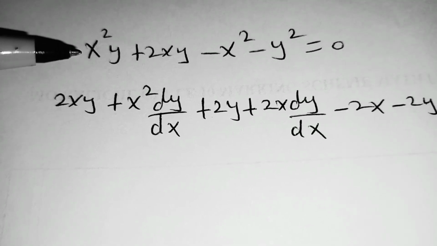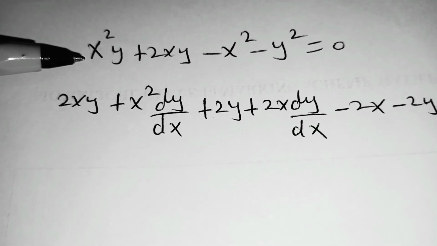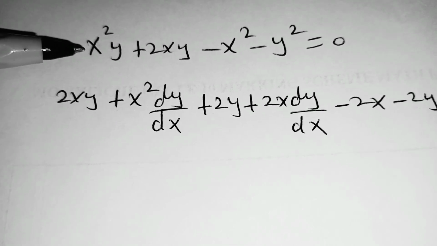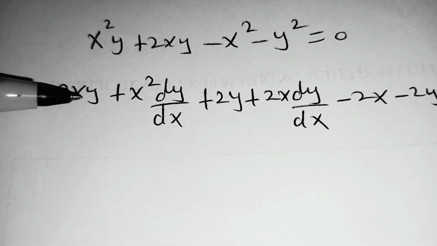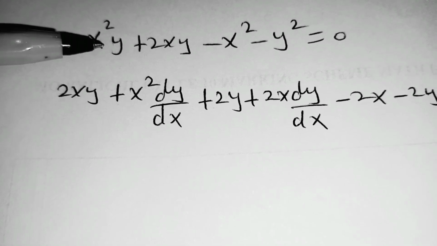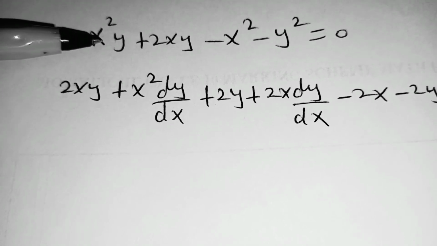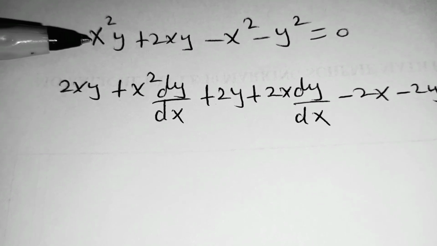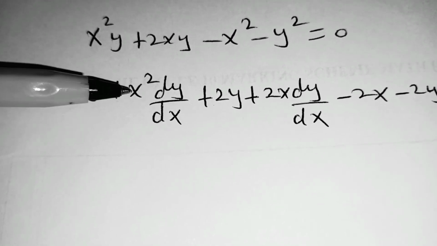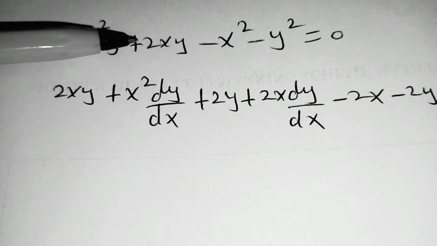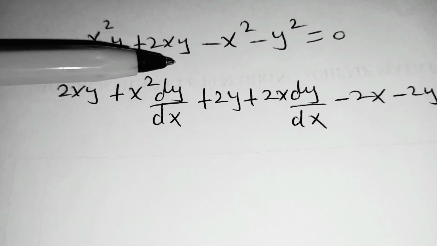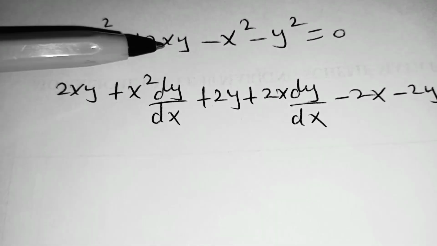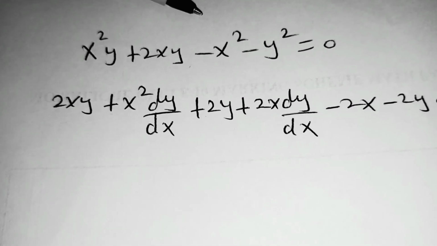So we shall differentiate this by product rule. We hold y constant and differentiate x squared with respect to x, which is 2x multiplied by y, plus we differentiate y implicitly, holding x squared constant, so it is x squared multiplied by dy/dx, plus 2x. 2x differentiated will be 2, multiplied by y, it will be 2y.